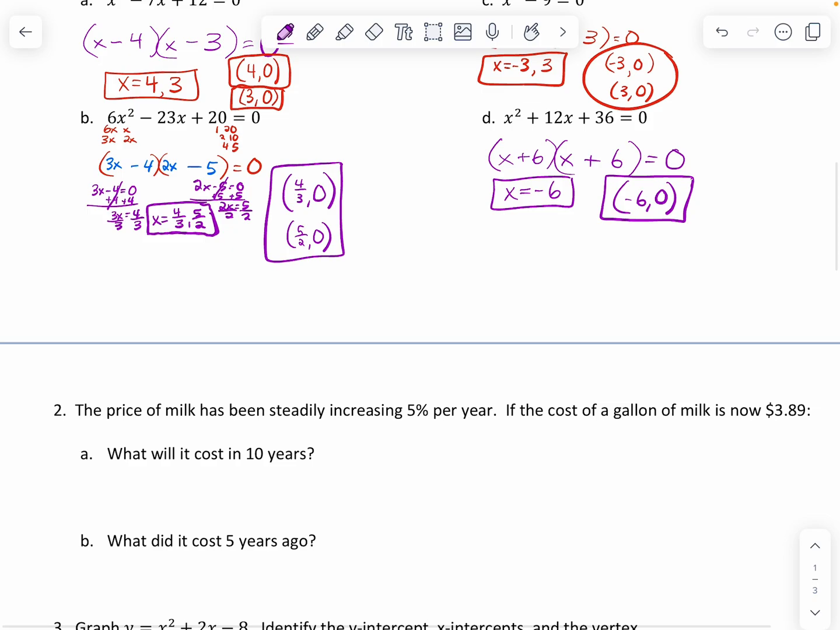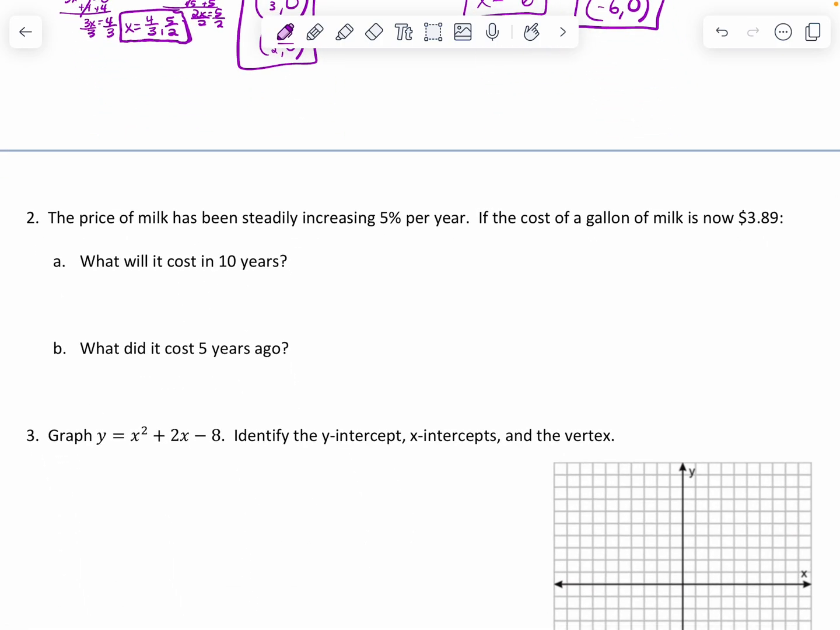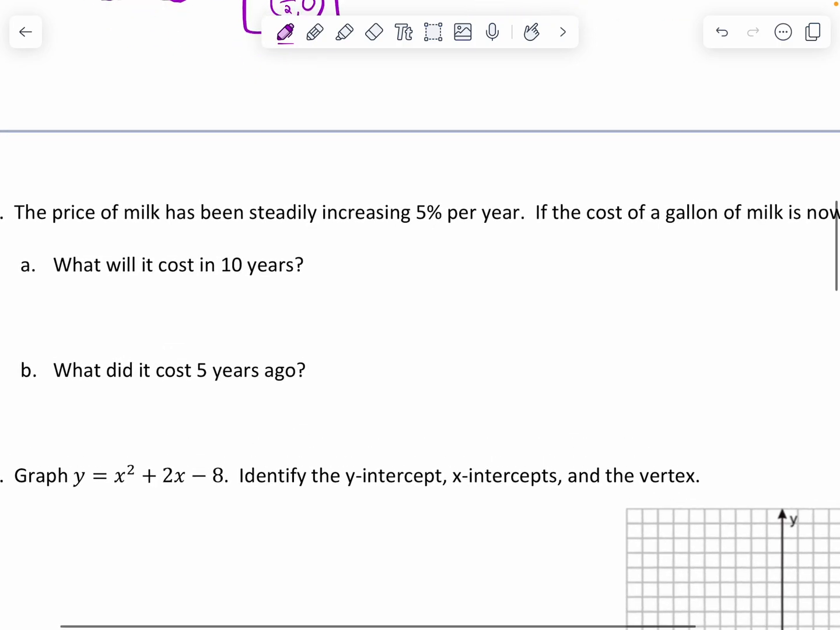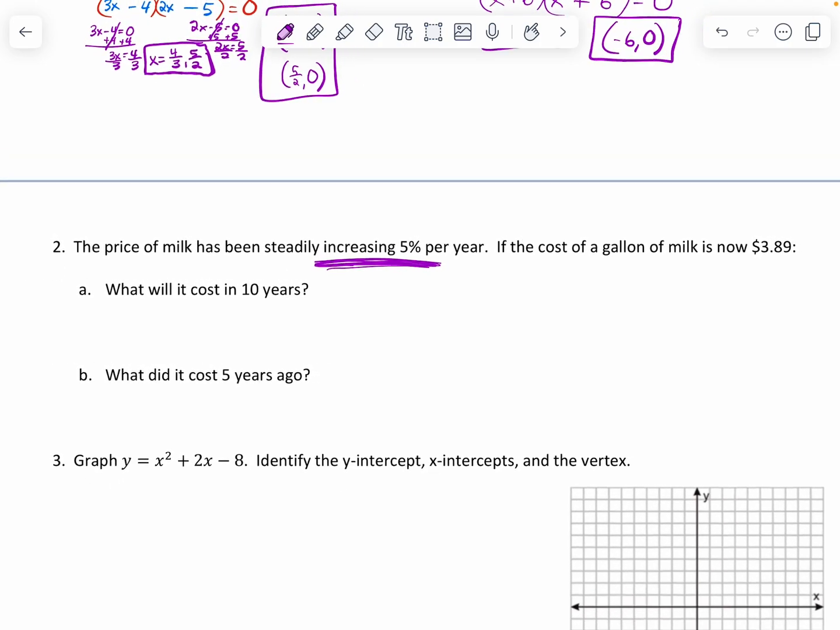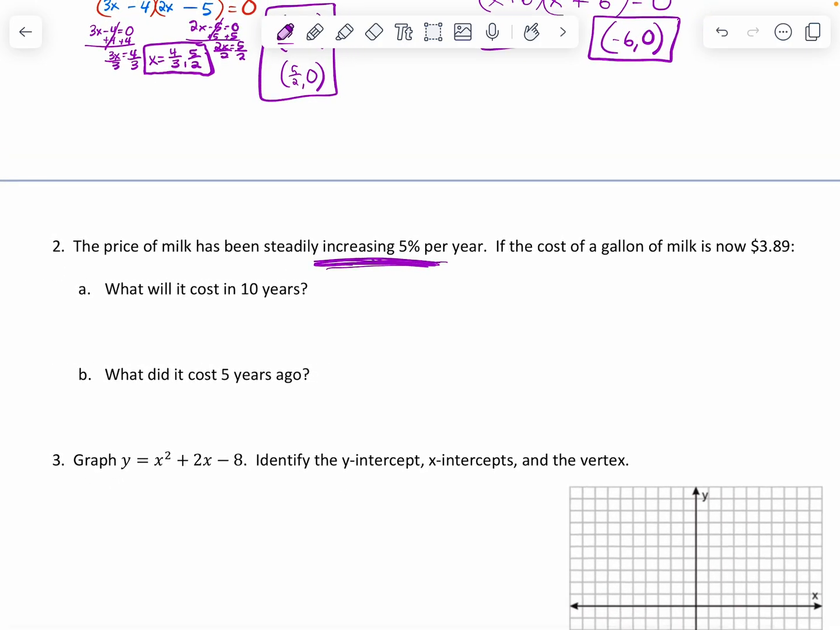Okay, so now before we get to graphing, we're going to go over a review concept from one of the previous chapters. So this one says the price of milk has been steadily increasing 5% per year. If the cost of a gallon of milk is now $3.89, what will the cost be in 10 years? So I know this is growing. It says it's increasing. And now I'm thinking it's steadily increasing 5%. If it's increasing by a percent each year, that must mean it's exponentially increasing, which means it's exponential growth.